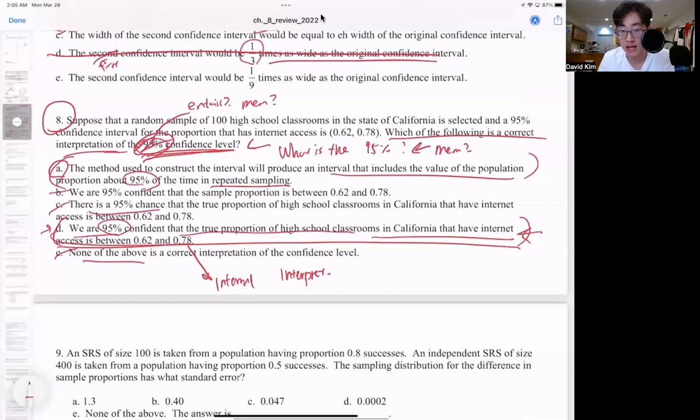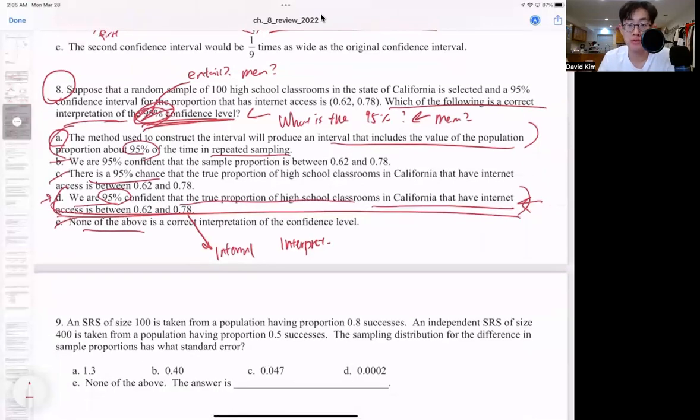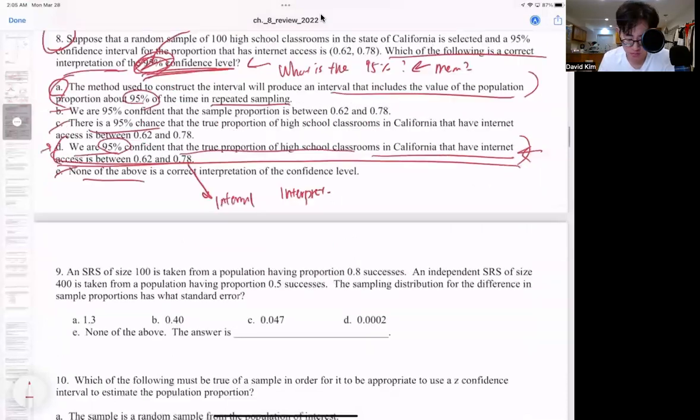Okay, so that is number 8. I'm sure I'm going to have some questions regarding that, probably tomorrow or Tuesday. So I'll go over that with you.